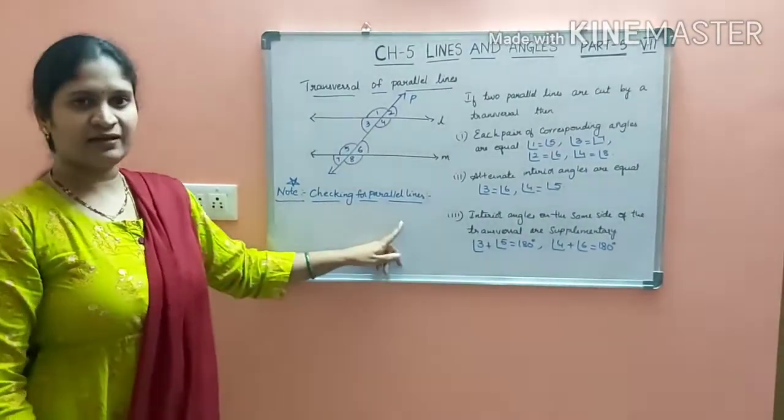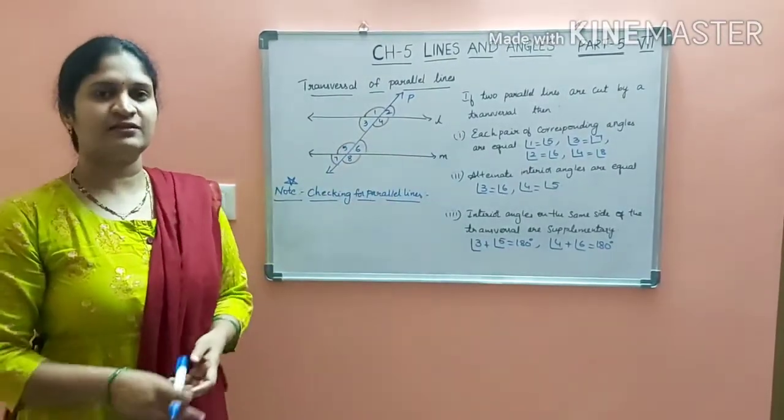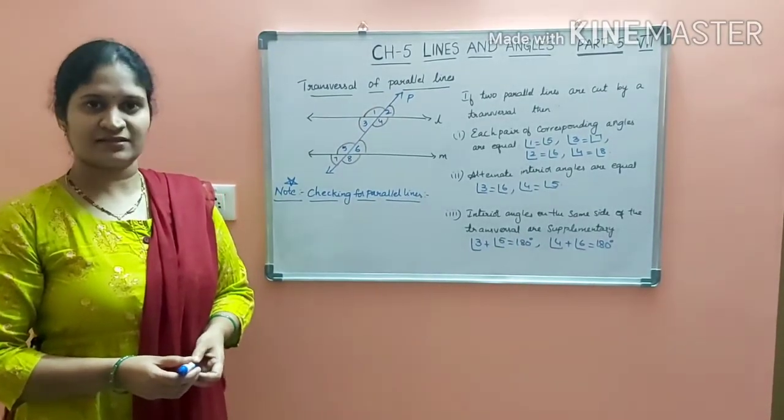So checking for parallel lines is, if any of the three facts is true, then we can say that the two lines are parallel lines. Is this clear to everyone?